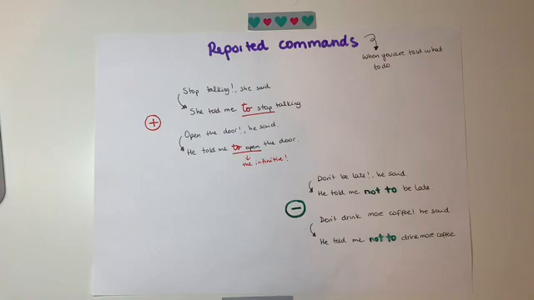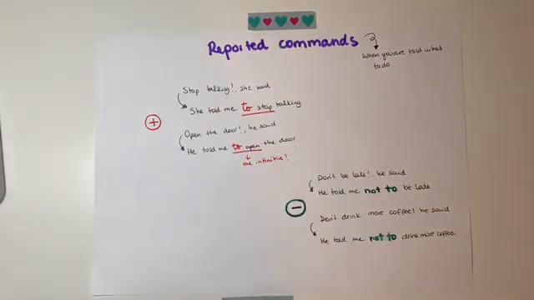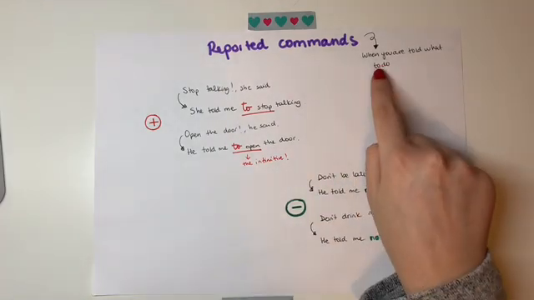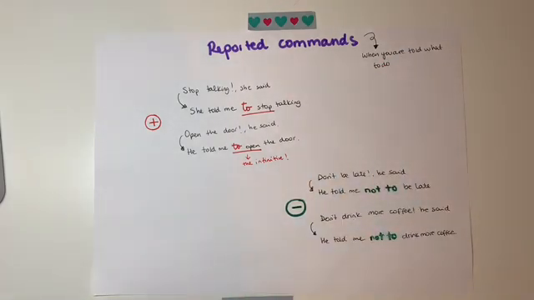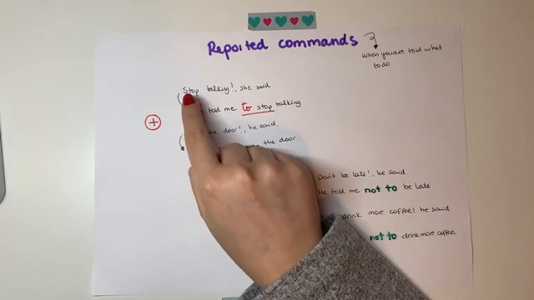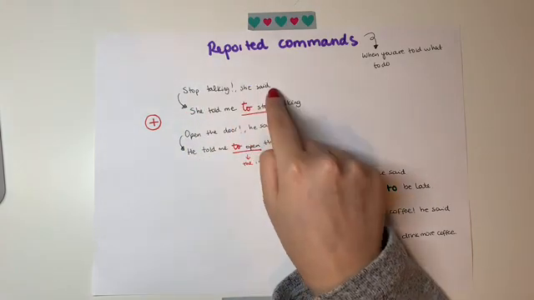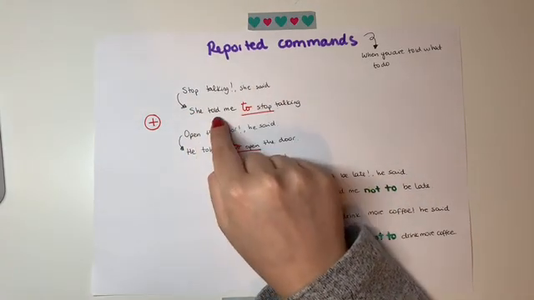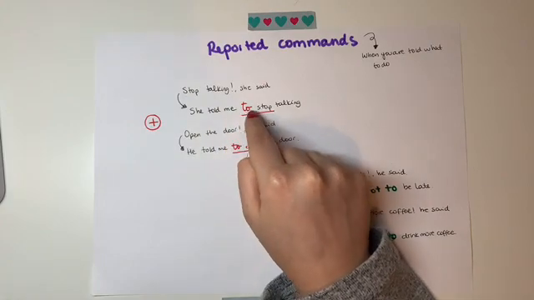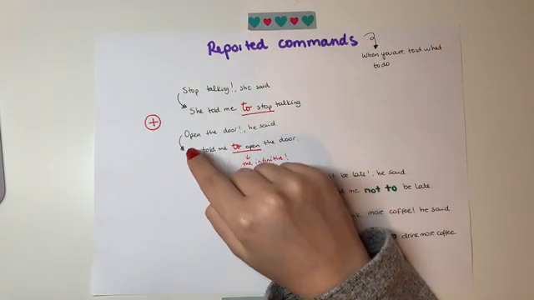Hey, but what happens when someone tells you what to do? Okay, so we use the reported commands. It's reported speech, but when you are told what to do, someone tells you something. For example, someone tells you, "Stop talking." She said that. So she told me to stop talking. She told me to do something.